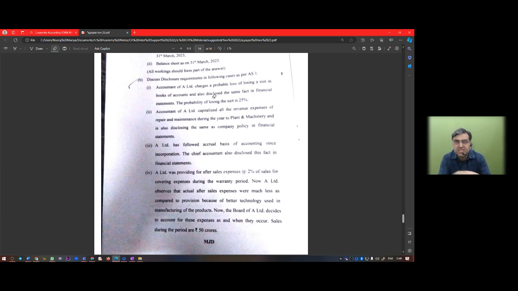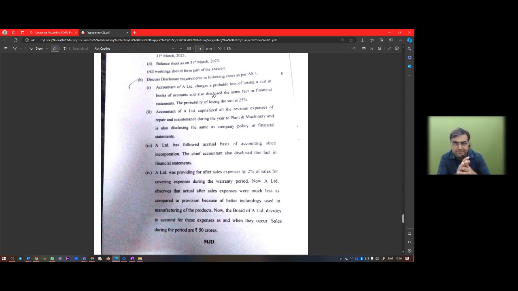Ind AS, read with AS, is part of your syllabus. Read it. The accountant of A Limited charges a probable loss of losing a suit in the books of accounts and also discloses the same fact in the financial statements. The probability of losing the suit is 25%, and he is recording it in the books.